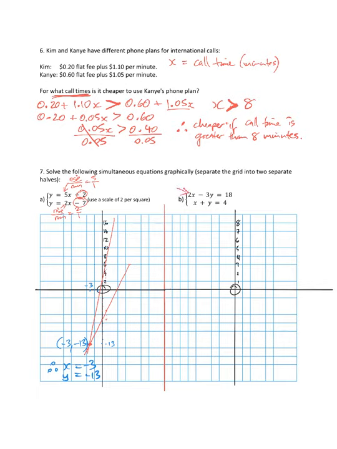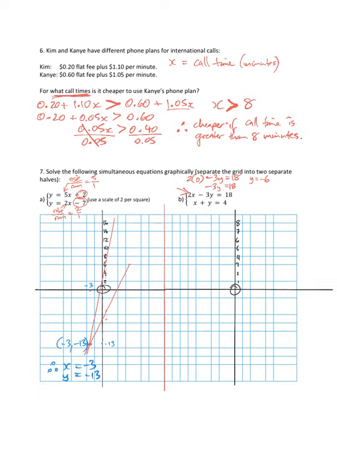So how do I draw those? You don't need to switch them to slope-intercept form and then draw. You can use what I taught you. Make x equals 0 and then solve for y, and that is the y-intercept. 2 times 0 is 0, so negative 3y is equal to 18. Y is going to be 18 divided by negative 3, which is negative 6.